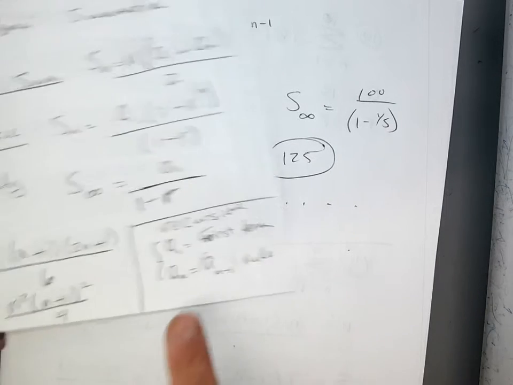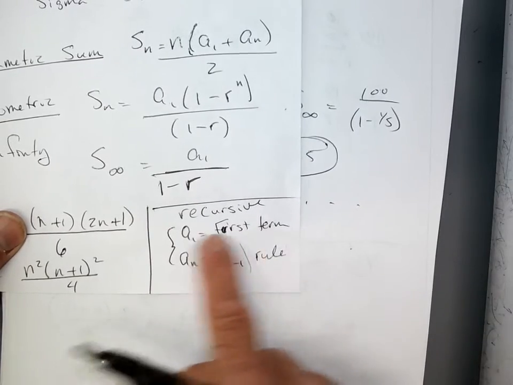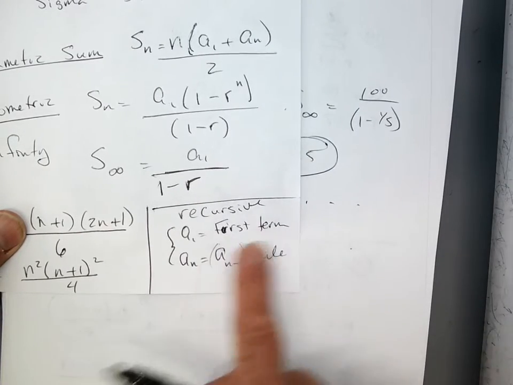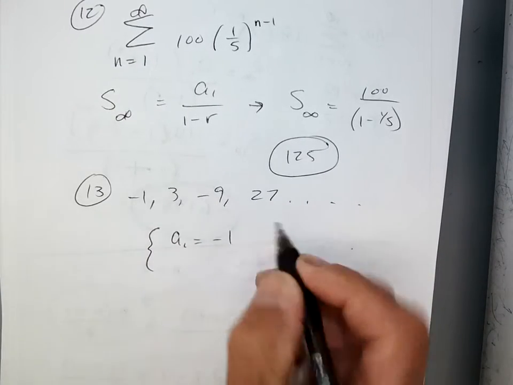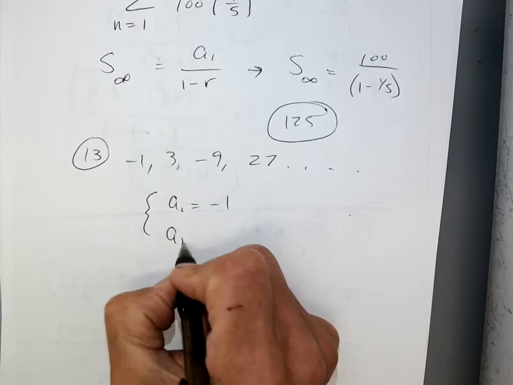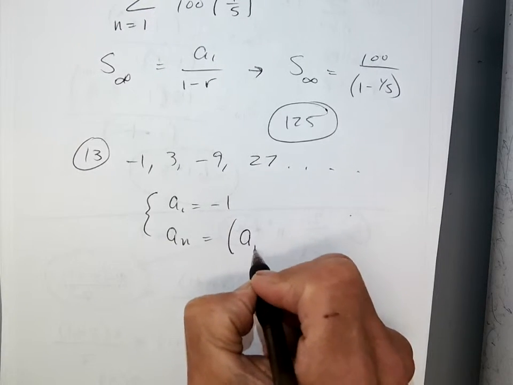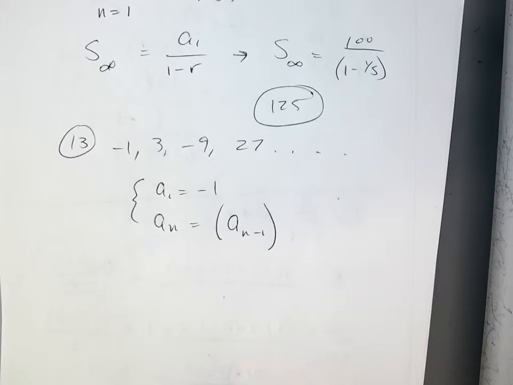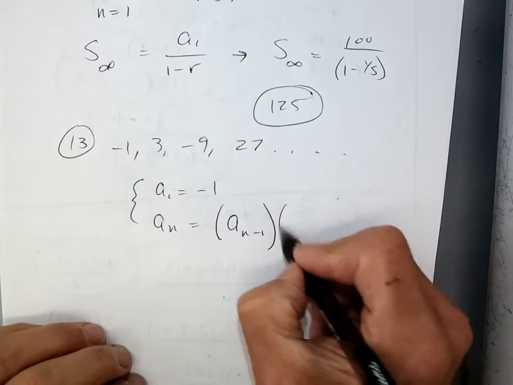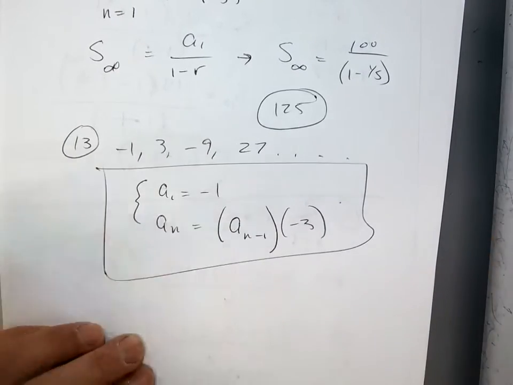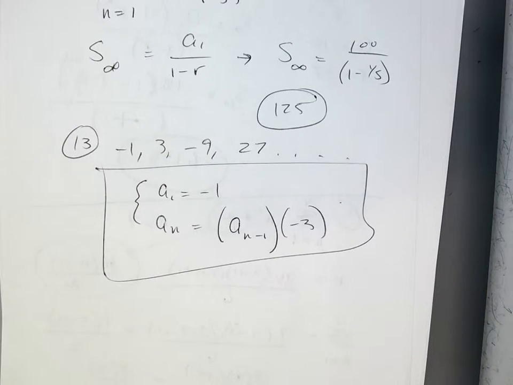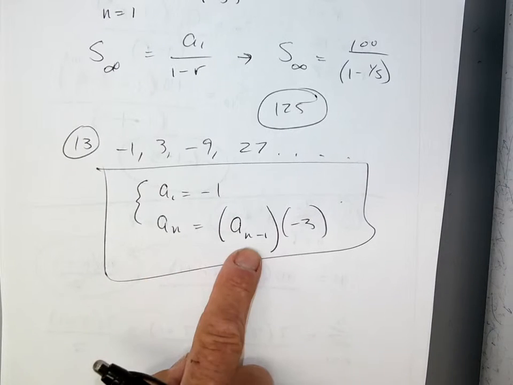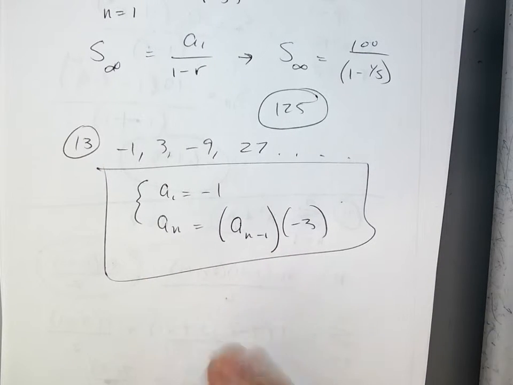Okay, so recursive says write the first term and then write a rule with n minus 1, right? So a1 is -1. And then we're going to go a_n equals a_(n-1). So what's my rule? Times -3, you're done. Boom. So recursive is not hard. You have to state the first term, then write a_n equals a_(n-1) and state the rule, okay? That's what you missed.